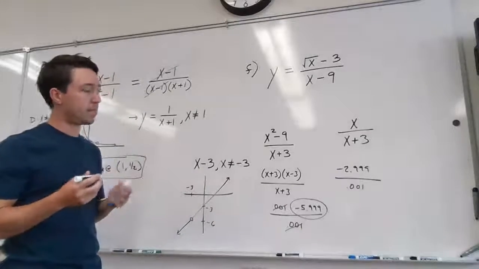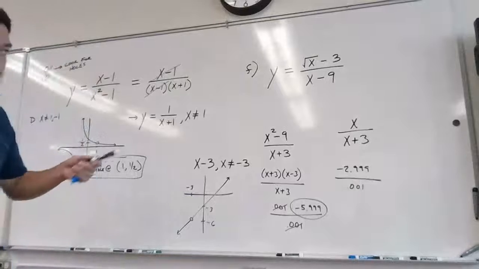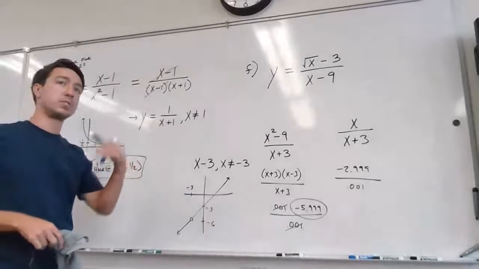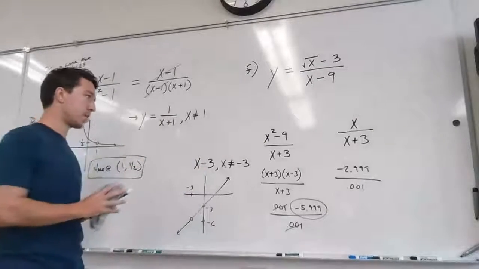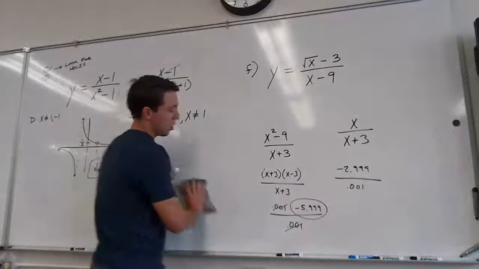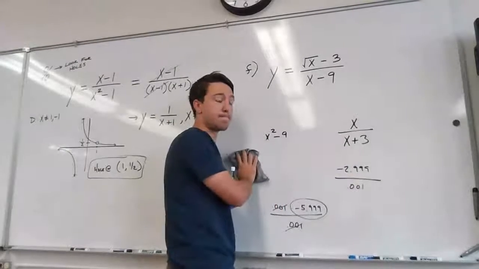Most likely. There's a couple in here where, after you factor out, there's still the asymptote there. So maybe we can find one of those after we do this one. Okay, is everyone okay with that? Does that make sense?